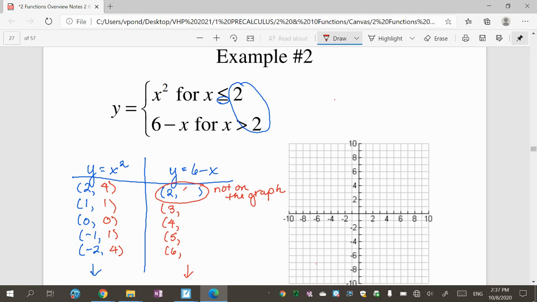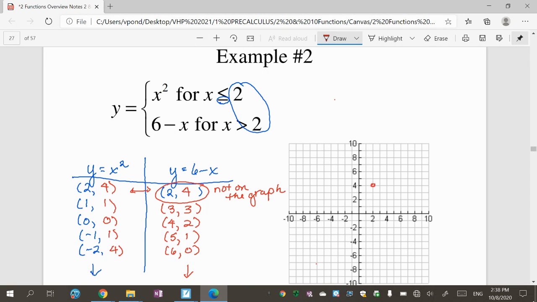Our right piece, I'm going to plug the 2 in, I get a 4, but I want you guys to see something. Do you see that? This is an open circle on this piece, but since these 2 match, it's going to fill in, and I'll show you what I mean by that. If I put a 3 in here, 6 minus 3 is 3. A 4 in there, 6 minus 4 is 2. A 5, 6 minus 5 is 1. A 6, it's 0. So that gives us some points for that piece as well.